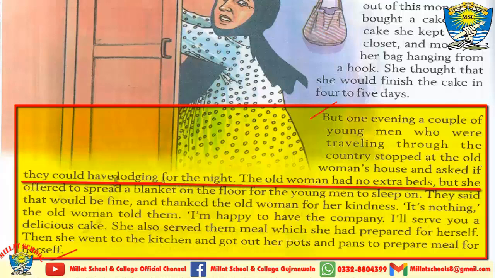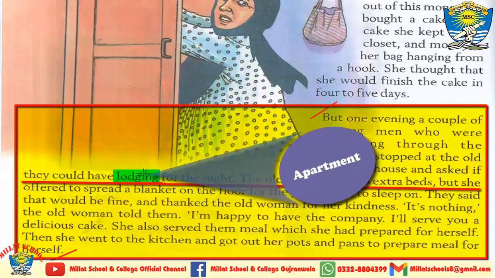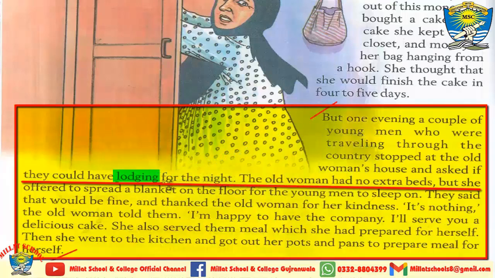Students, it's time to learn the synonym of lodging. The synonym of lodging is apartment. You can also say residence. Let's apply it in our sentence. But one evening, a couple of young men who were traveling through the country stopped at the old woman's house and asked if they could have an apartment for the night.